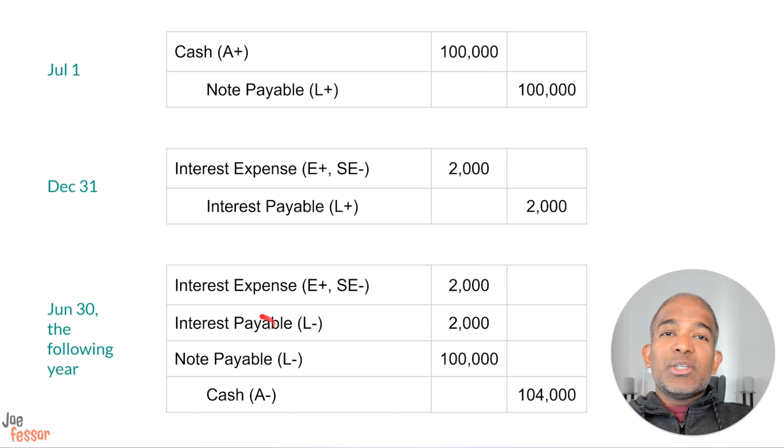We debit interest payable by $2,000 in order to eliminate the liability that had previously been recorded on the 31st of December. And we also debit note payable for the original loan amount, that is $100,000, in order to reflect that the note has been repaid and it is not a liability anymore. Finally, we credit cash representing the $104,000 repayment, which includes the $100,000 note and the $4,000 interest payment for the whole period of 12 months.